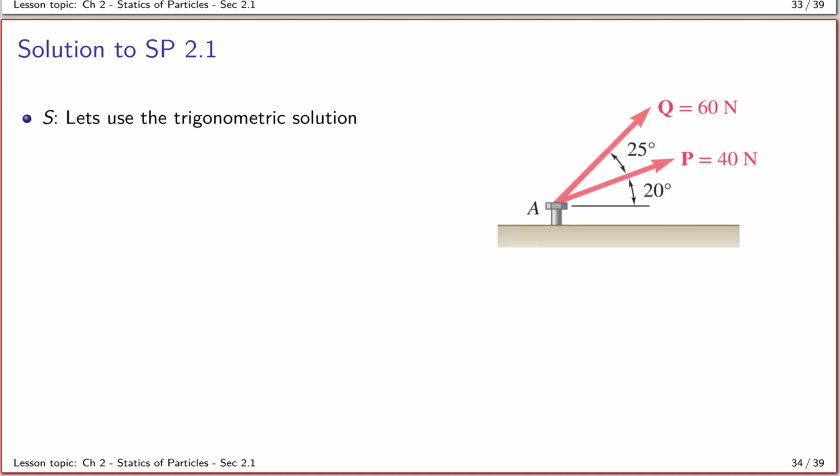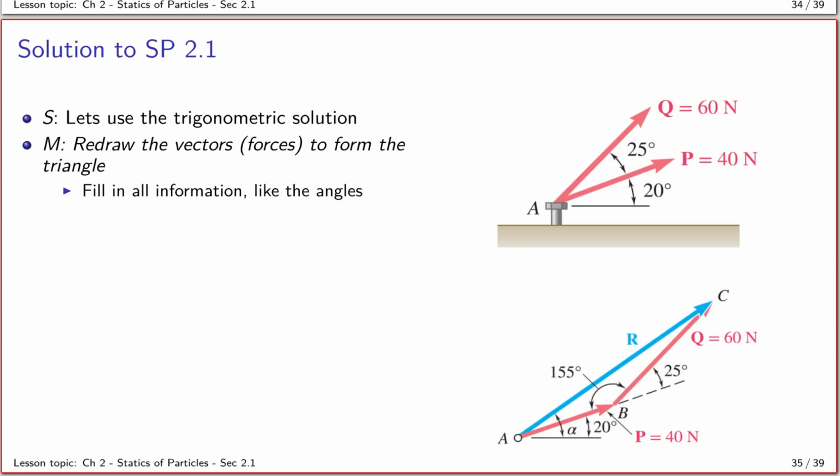One approach we could use here is the trigonometric solution. That means we want to create a triangle with the two forces, so we need to move one to make the head-to-tail arrangement. We could either move Q and align its tail with P, or move P and align its tail with Q, and then redraw the vectors to form the triangle. In this case, I'm going to move P and align it with the head of Q. The two vectors are in red, and my resultant is from the particle point A to the end of P, which is R.